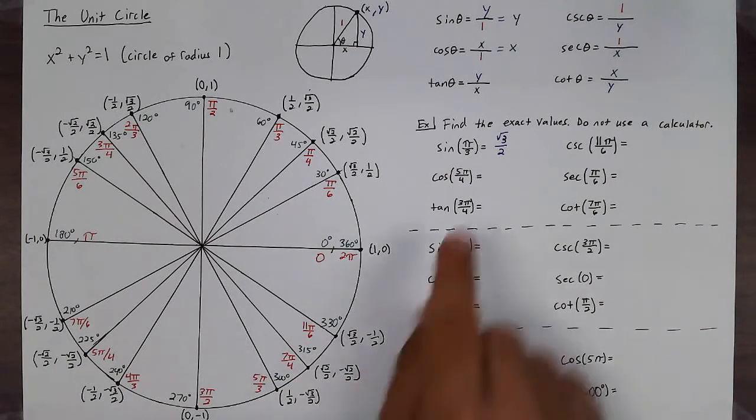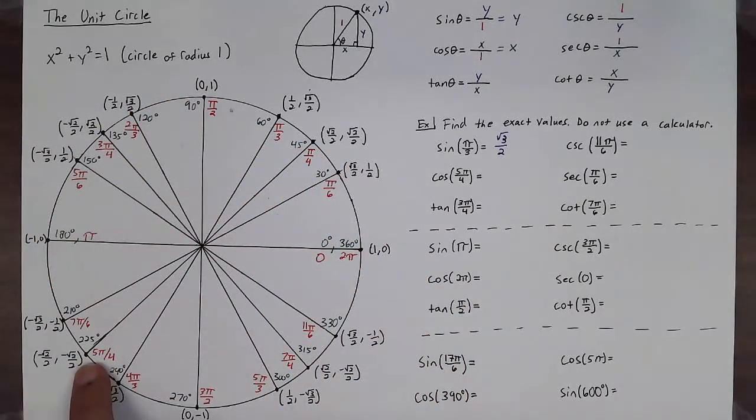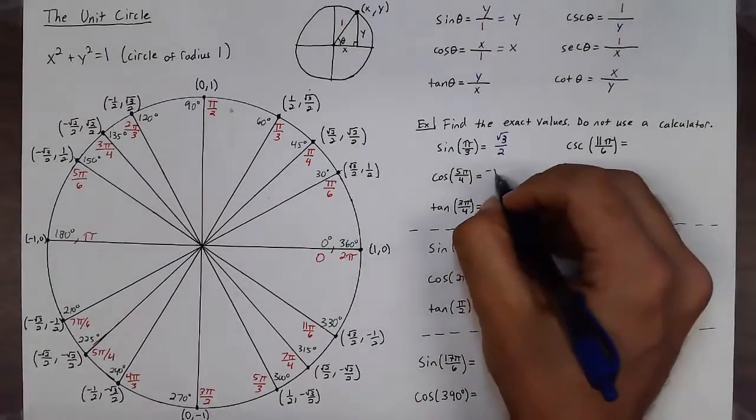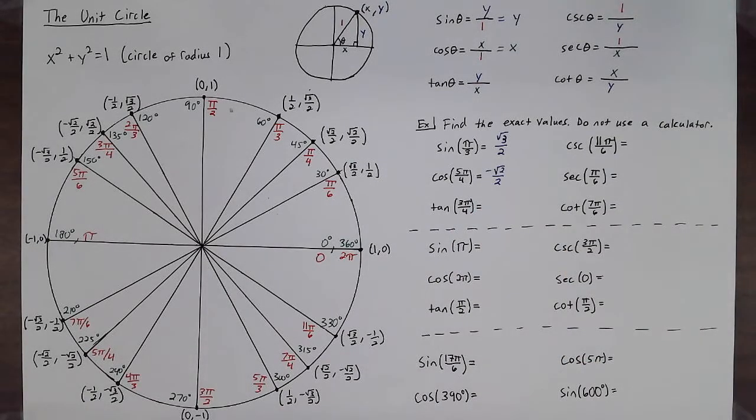Now cosine of 5 pi over 4, I would rotate to 5 pi over 4. I see that cosine is the x coordinate, so it's just negative square root of 2 over 2. So we can get negative values for our trig functions if we rotate enough.